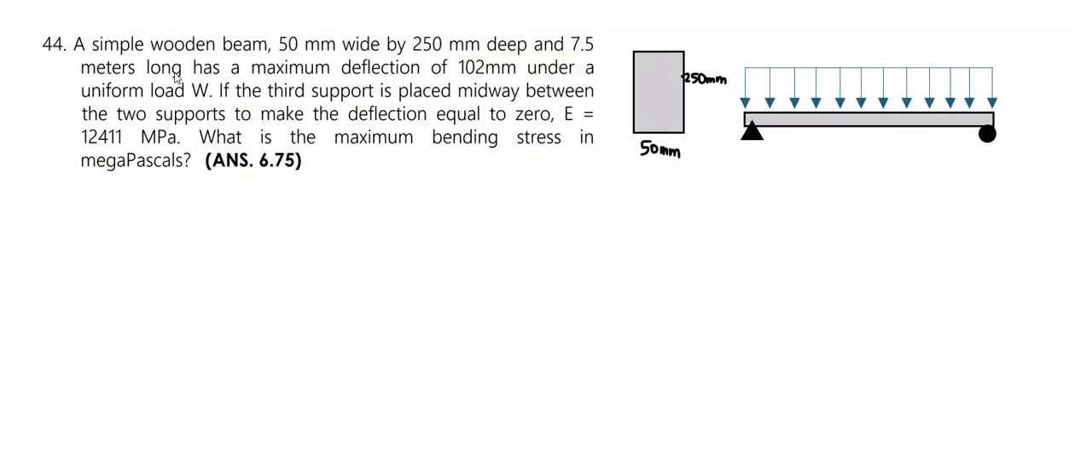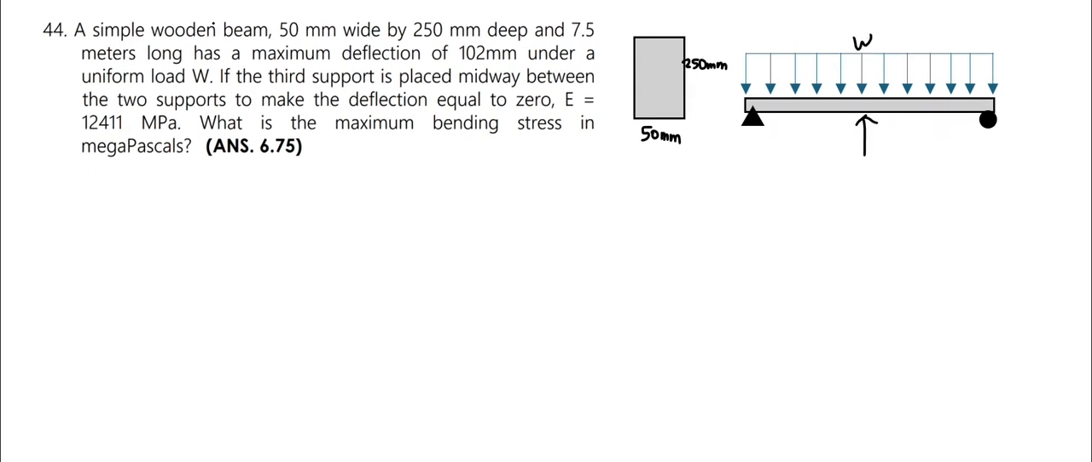Problem. A simple wood beam, 50 mm wide by 250 mm deep and 7.5 meters long, has a maximum deflection of 102 mm under uniform load W. If a third support is placed between the two supports to make the deflection equal to 0, given a modulus of elasticity equal to 12,411 megapascals, we are tasked to find the maximum bending stress in megapascals.